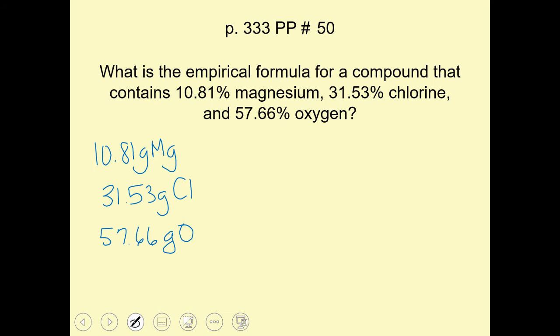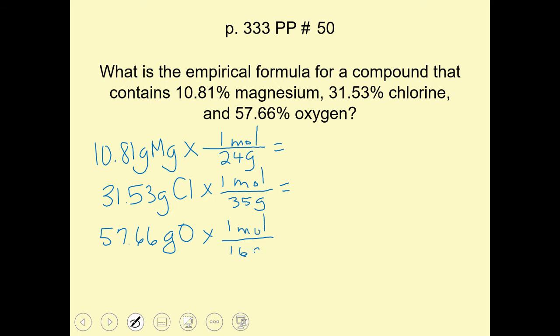So these were all percentages. I assumed that I had 100 grams, and that meant that the percent represented the mass out of 100. So I'm going to divide them all by their molar masses. This is where it's very important on the periodic table that you get the right molar mass. You get the wrong molar mass for one of these, and it's not going to work out for you.